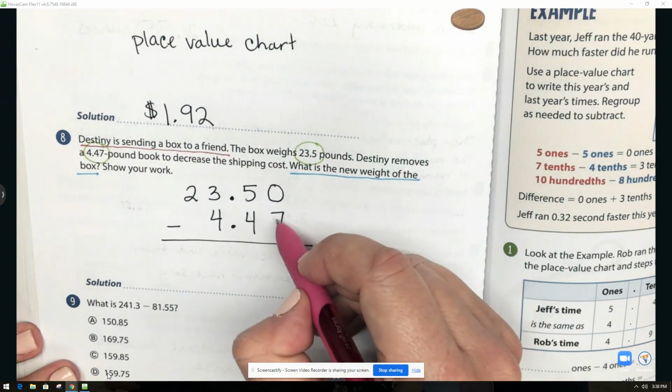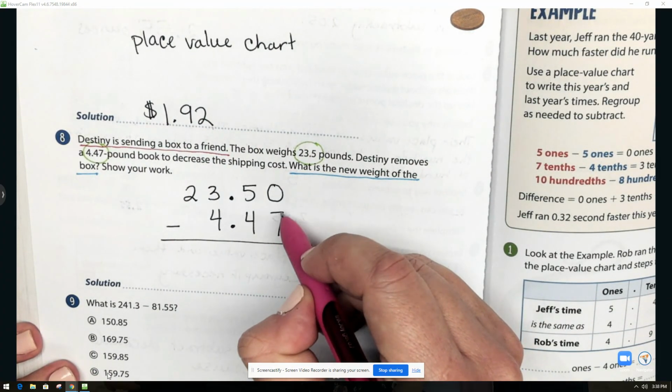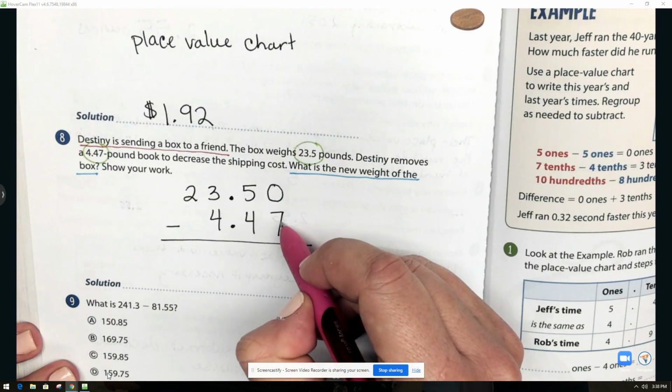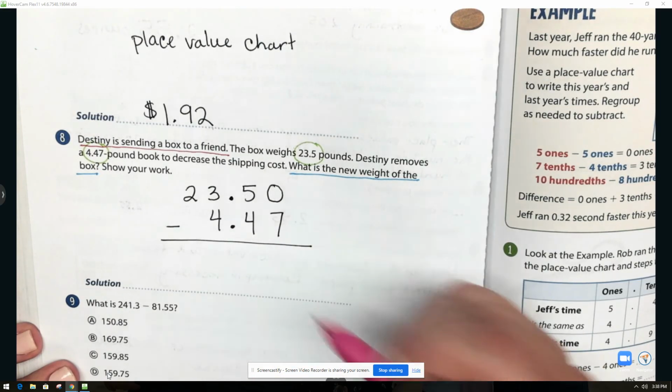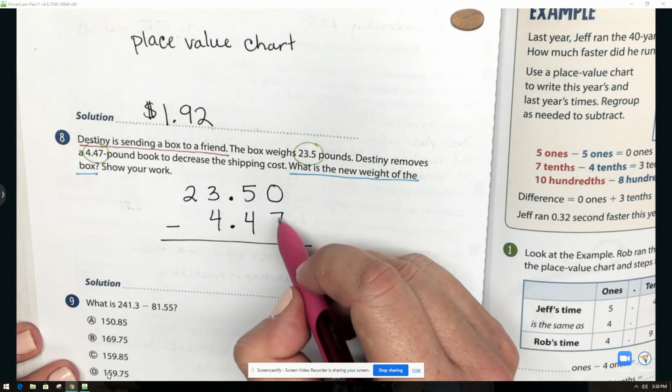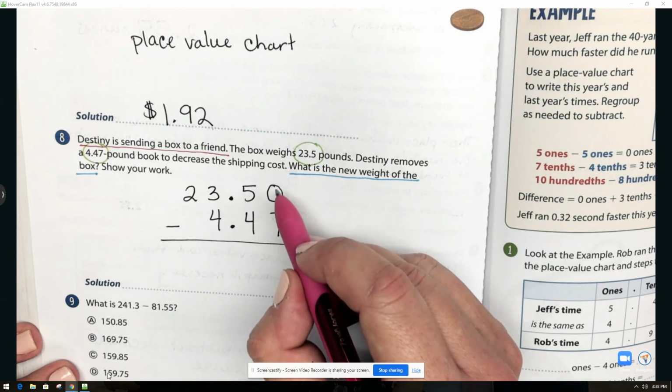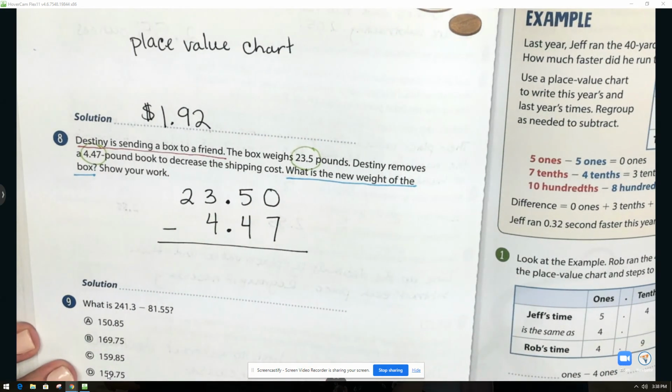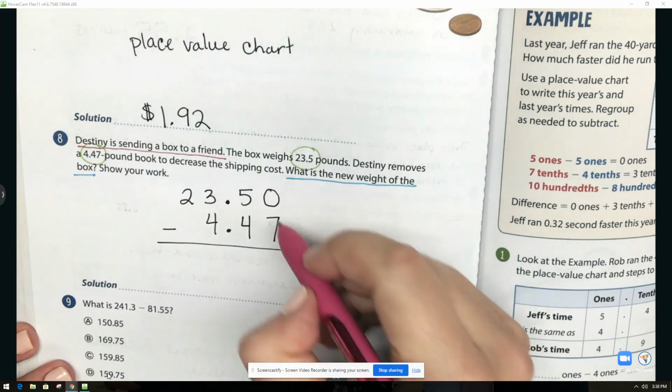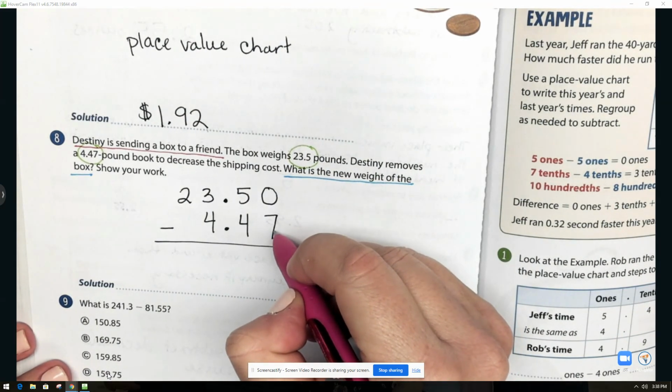So when we subtract, the first thing we do is we go, what is 0 minus 7? Often you will just write a 7 here because you'll go, well, I can't take 7 from 0, so I'm going to take 0 from 7. It doesn't work that way. Don't do that. You have to regroup. That's what we have to do.